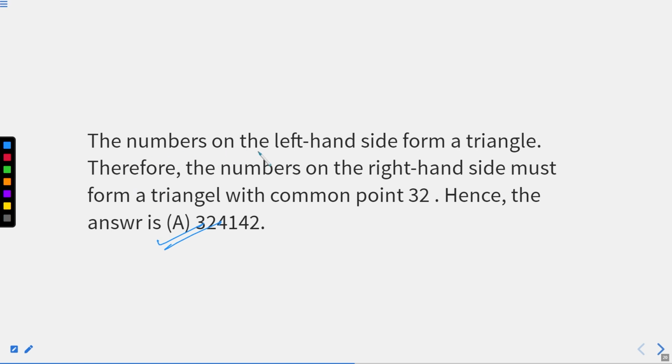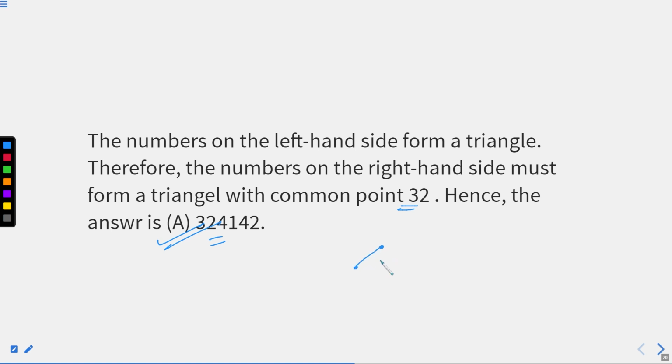The numbers on the left hand side form a triangle. Therefore, the numbers on the right hand side must also form a triangle. They are supposed to follow the same relation. We are not supposed to make any differences in that. I hope this part is clear. So, they form a triangle with a common point 32. Hence, they'll form a triangle as well.